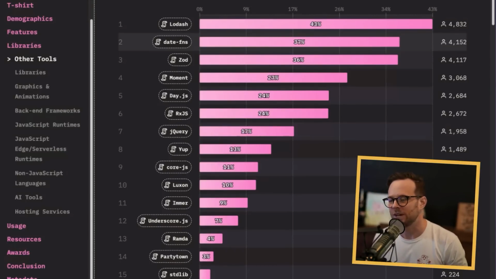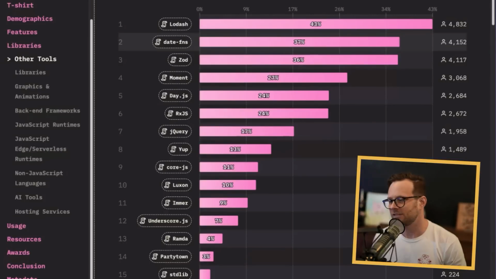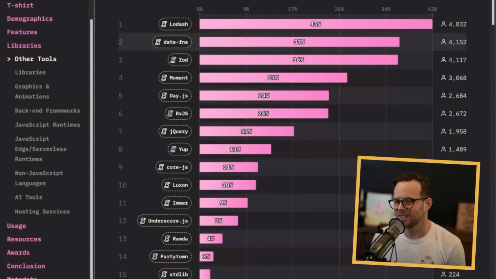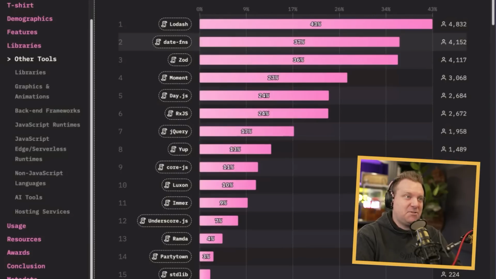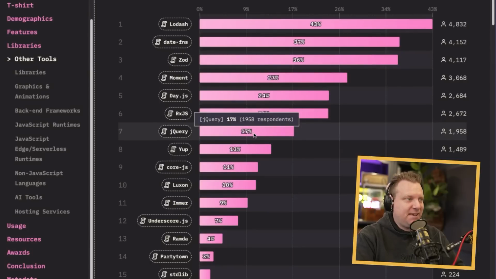Okay, so I'm missing number 3. Oh boy, it's going to surprise me. It's something you've used, and I think something that you're a fan of. Something I've used and I'm a fan of. I'll give you one word: validation. Is it Zod? Yeah. Number 3, Zod. That's 36% of people using Zod. Cool. 17% using jQuery. Yeah, I'm a big fan.